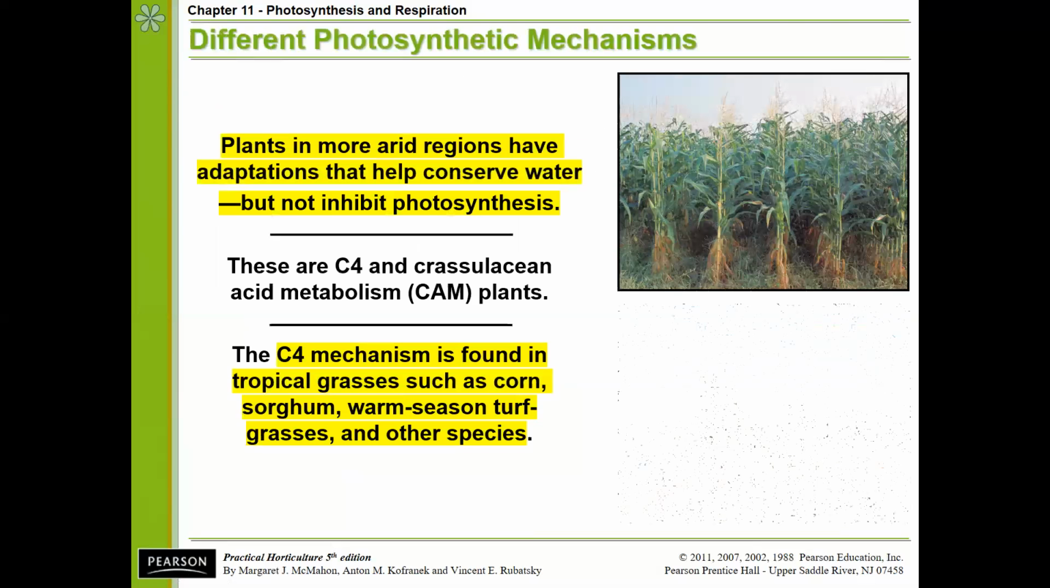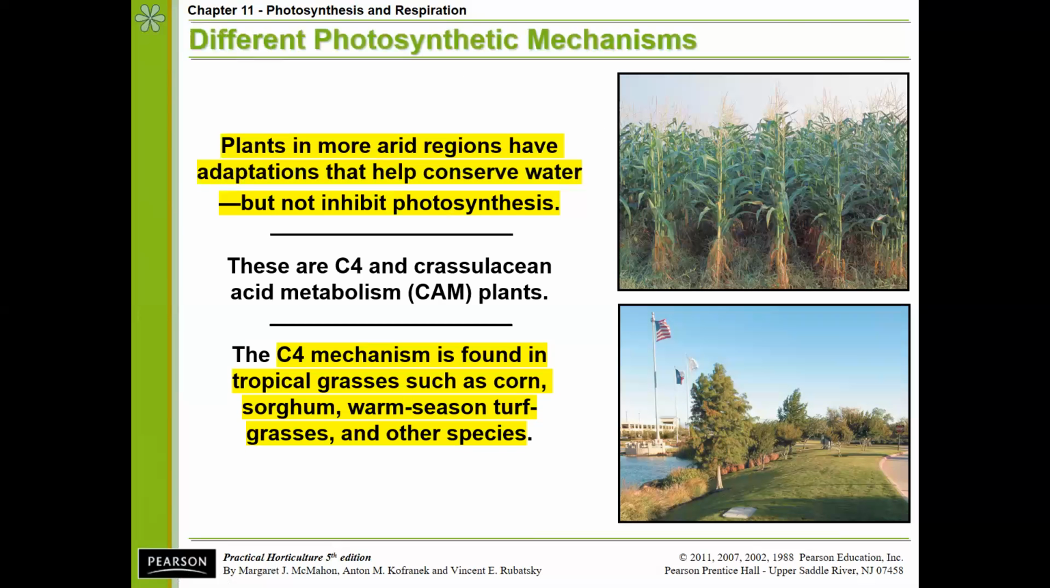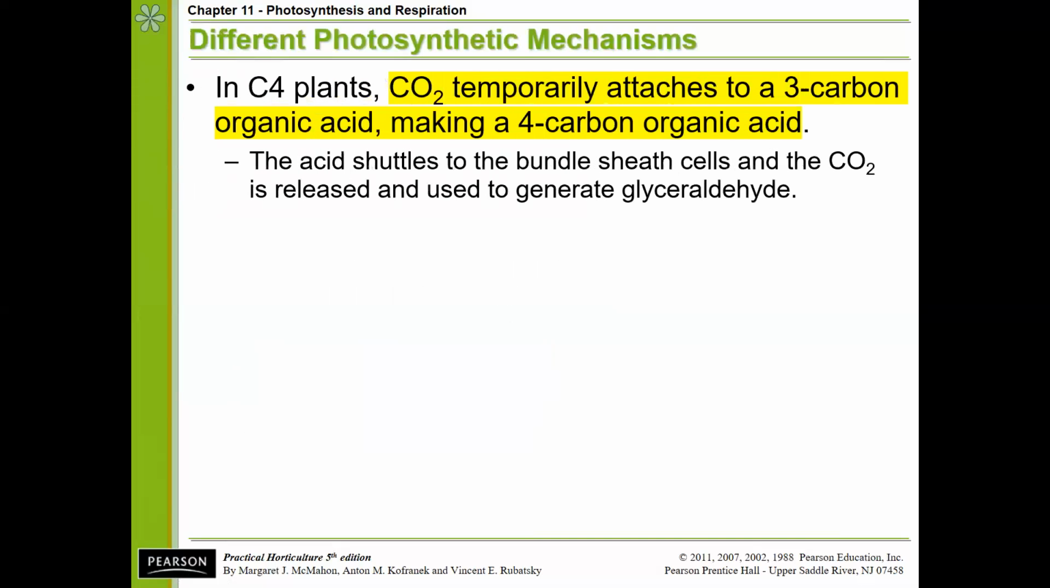However, there are other photosynthetic pathways as well, and those we usually see adapted in more arid regions. They have these adaptations to help them conserve water without inhibiting photosynthesis. So we have 2 different types of photosynthetic pathways here. We've got a C4 mechanism found in a lot of tropical grasses, including corn, sorghum, other warm season turf grasses, some of our native warm season grasses as well, and some other species.